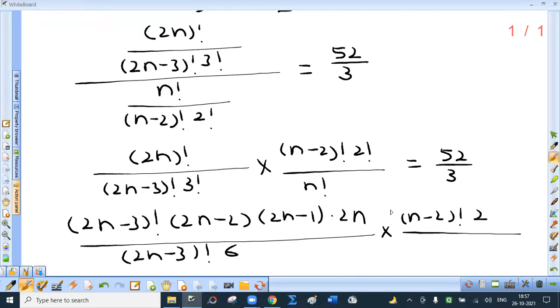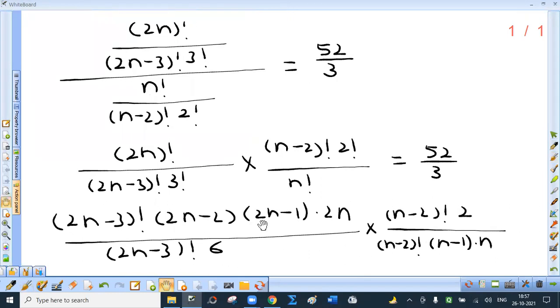Now what is n factorial? Factorial of greater is factorial of smaller. So n minus 2 factorial, go on adding 1 unless you get greater. Now this is given to be 52 upon 3. Now see whether we can cancel something or not. Yes, we can. This gets cancelled, and here n minus 2 factorial gets cancelled. So see what remains.